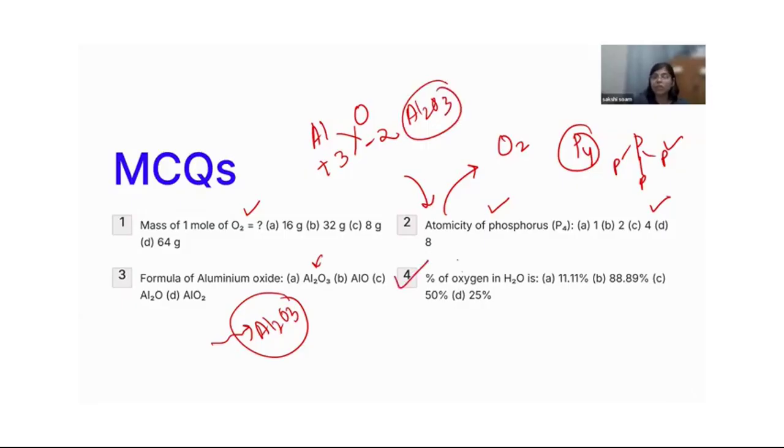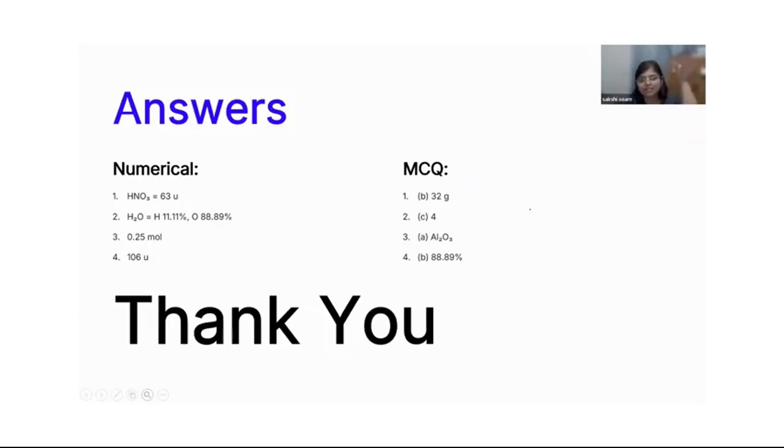Now, this you need to do yourself. What is the percentage of oxygen in H2O? We did the percentage of hydrogen. You will do the percentage of oxygen. The hint is, what is the mass of oxygen? 16. You do 16 by 18 into 100, right? And tell me the answer in the comments. So these are the answers. Basically, you can check your answers.